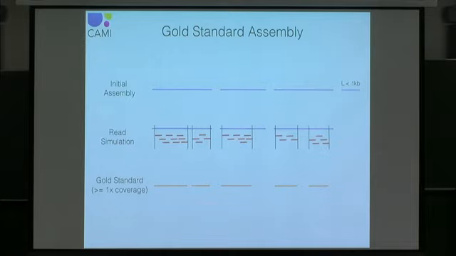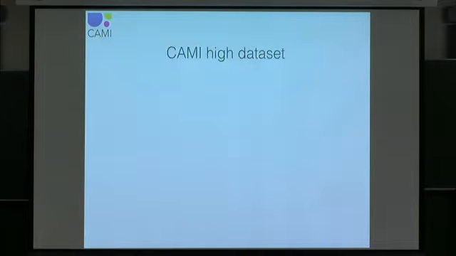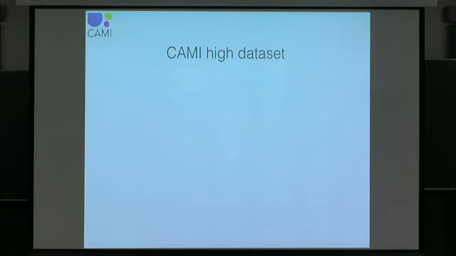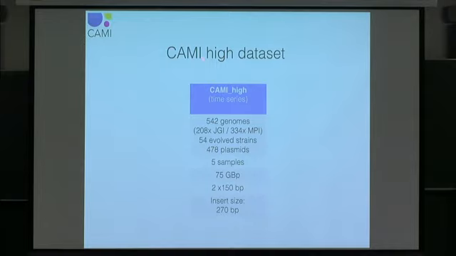So we use the gold standard for all of these 700 genomes to map the assemblies back to the gold standard, or to the reference. Okay. So let's look at the high data set. This is a high complexity data set. 540 genomes. We have 54 evolved strains, almost 500 plasmids. We have 5 different samples. That was a time series where we changed the abundance just a little bit, not that dramatically. And then overall we have 75 gigabases and 2 by 150 base pair reads.